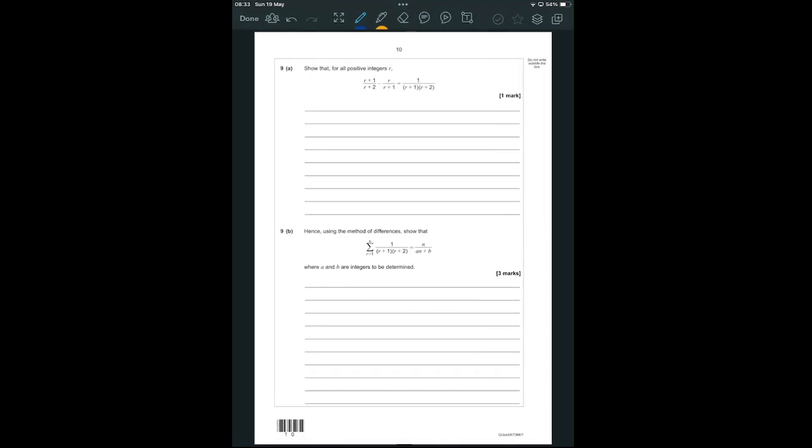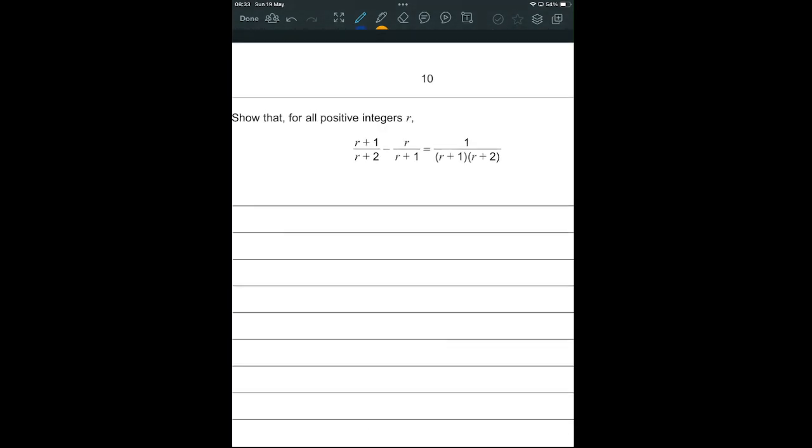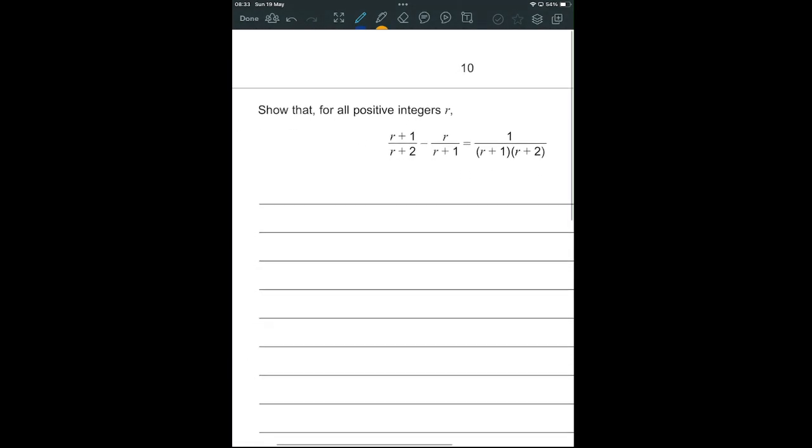Question 9, we're now on to our method of differences style question. We're going to start with our partial fractions. Now you could go from the right to the left or the left from the right. I'm going to start with the left-hand side. There's a lot more to do with that side. So my left-hand side, I'm just going to recreate the question.